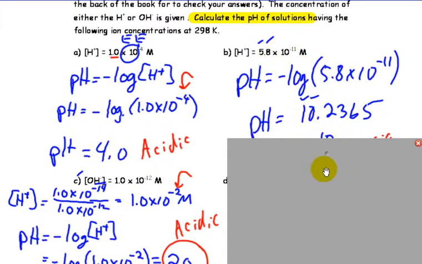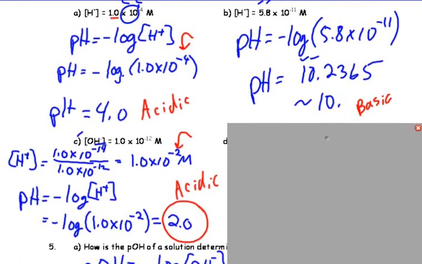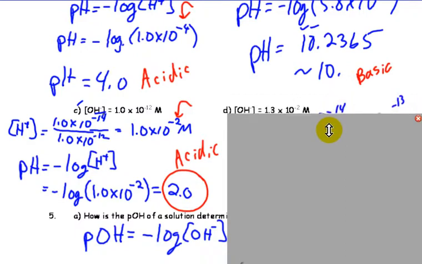10.2365. We have two sig figs here, so we keep the 10. We could write a decimal after that to ensure that the 0 is a significant digit. And of course, a pH of 10 means it's a basic solution since the pH is greater than 7.